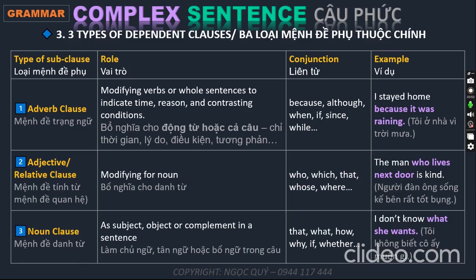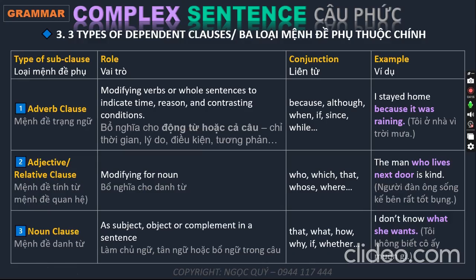The next type of subclause: adjective or relative clause. Its role is modifying nouns. Conjunctions: who, which, that, whose, where. For example, the man who lives next door is kind.